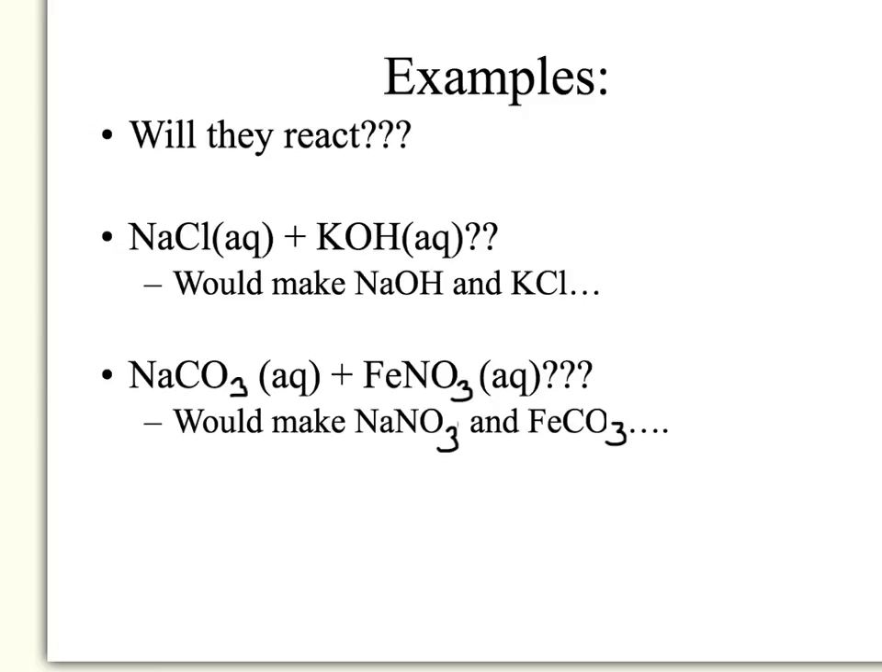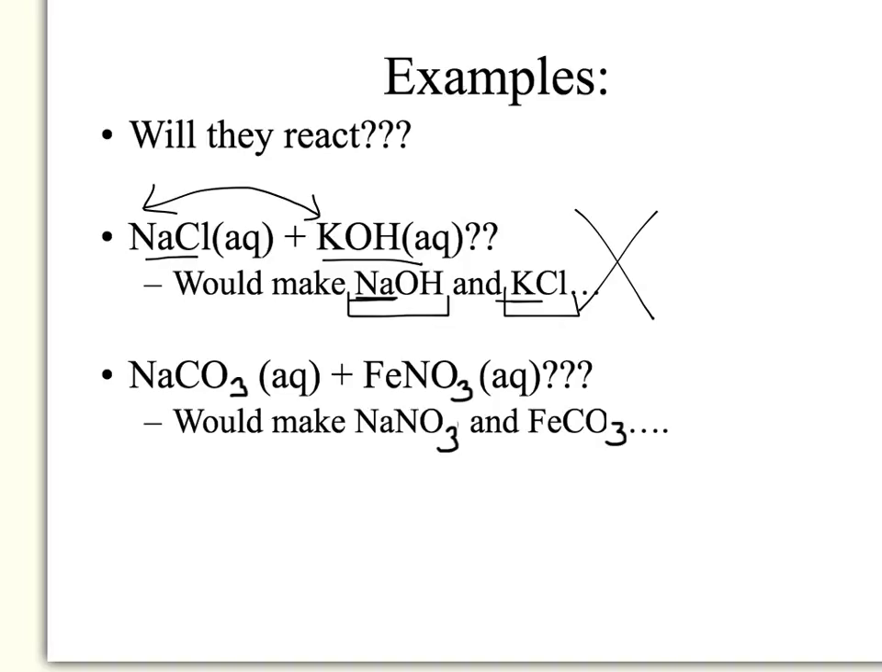So here's a quick example. Sodium chloride is added to a solution of potassium hydroxide. And the question is, would they react? Well, if sodium and potassium switch places, we'd get sodium hydroxide and potassium chloride. Sodium and potassium are both in the first column of the periodic table. That means that neither of those would be a precipitate, so they would not react.